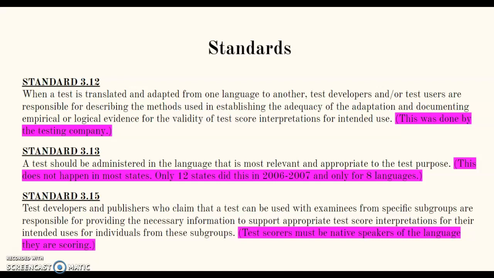And then on 3.15, test developers and publishers who claim that a test can be used with examinees from specific subgroups are responsible for providing the necessary information to support test score interpretations. This is where they say the test scorers must be native speakers of the language they are scoring. And it is up to the testing companies to do this. It's not up to the individual states.